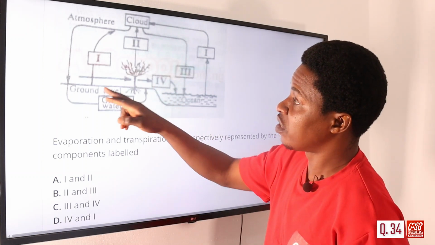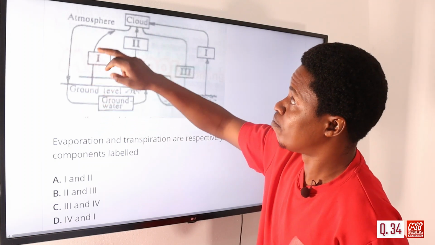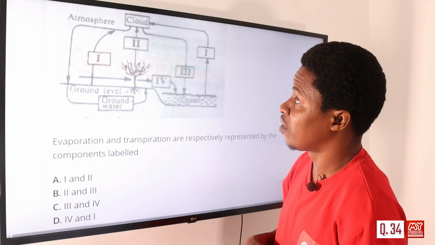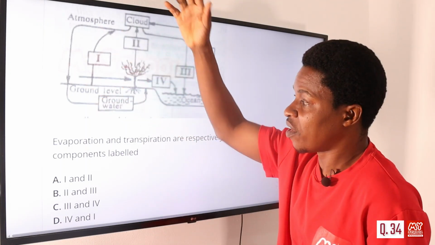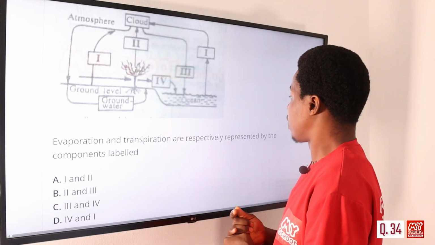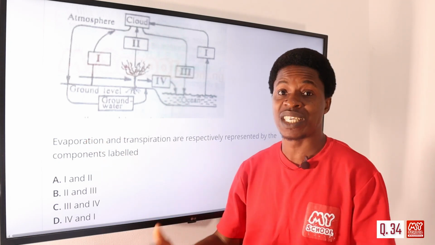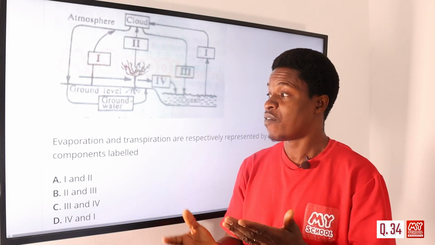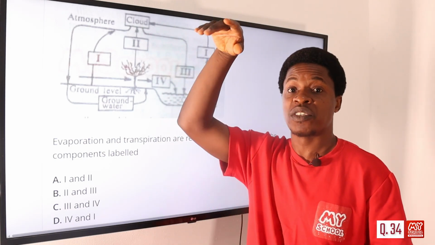Then at this point here, we have the ground level. Groundwater here will also be moving up, drying up to the cloud, and then we have this one also moving this way, atmosphere, and so on. So we have moisture. So the question says evaporation and transpiration are respectively represented by the components labeled what? We can have evaporation taking place where there is water, and water vapor is migrating to the atmosphere, eventually to the cloud.